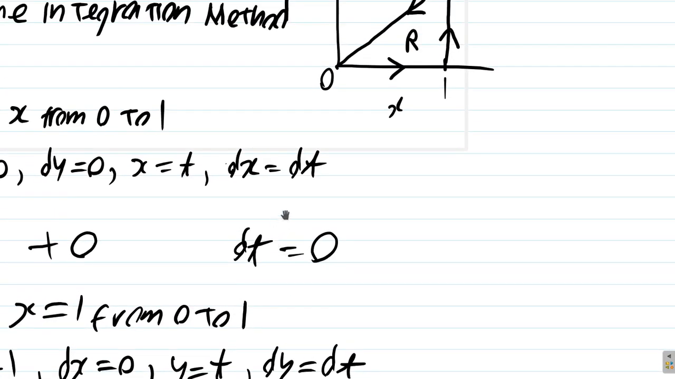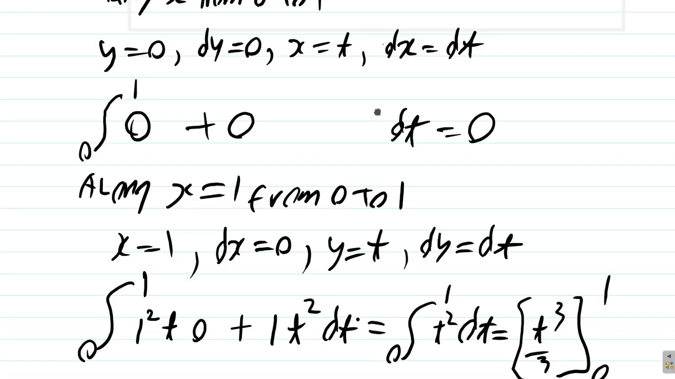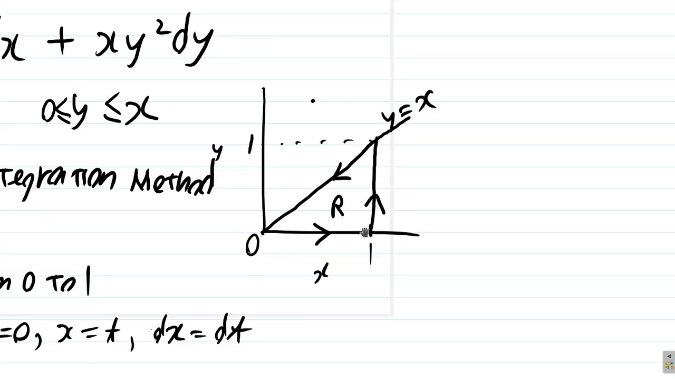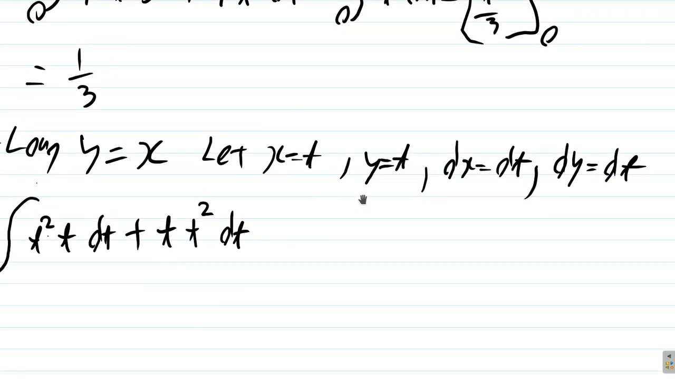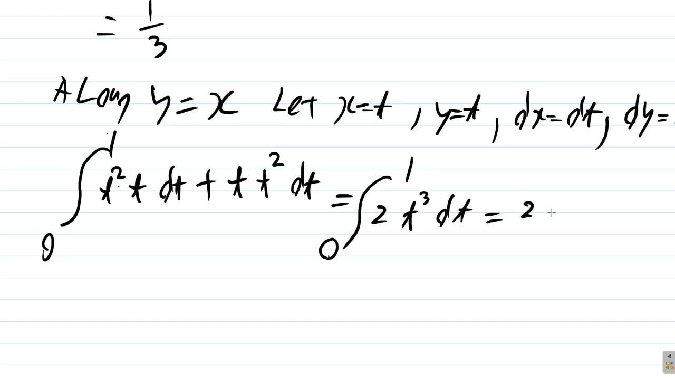And the boundaries: when x is 0, we're going along up here, when y is between 0 and 1, so we check. We say y is t, so t is between 0 and 1 too, so it is 0 to 1. Alright, so the integral from 0 to 1 of t cubed plus t cubed, this is 2t cubed dt. Alright, so when you integrate, you have 2t to the 4 over 4 from 0 to 1.